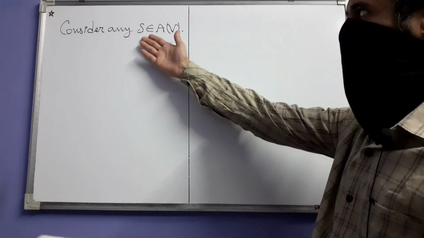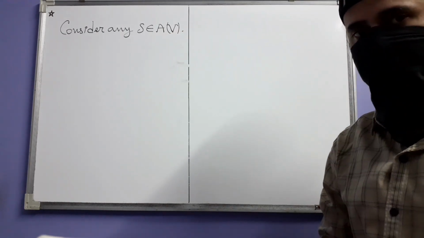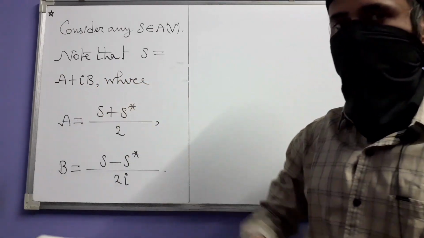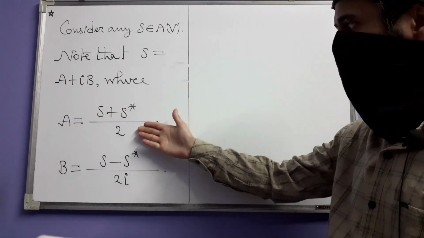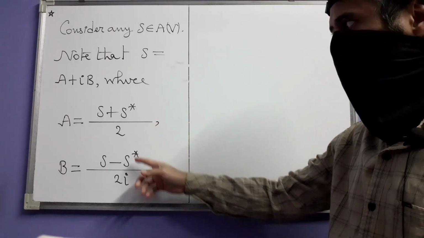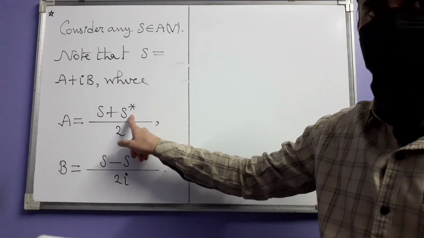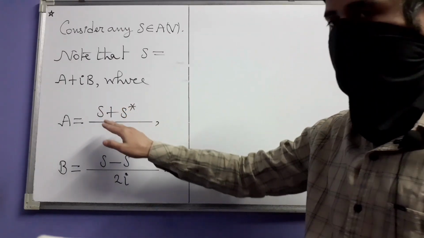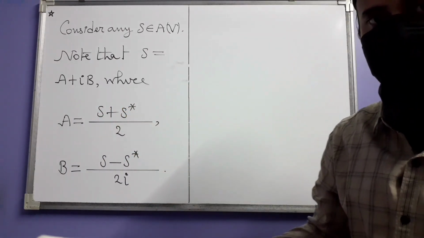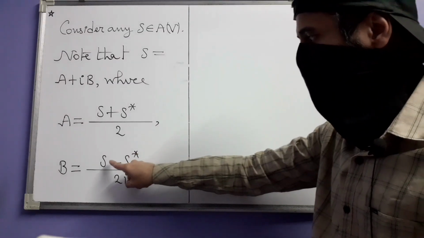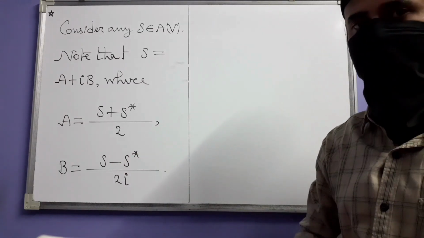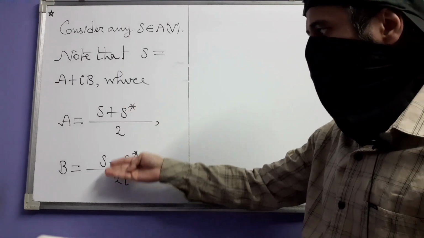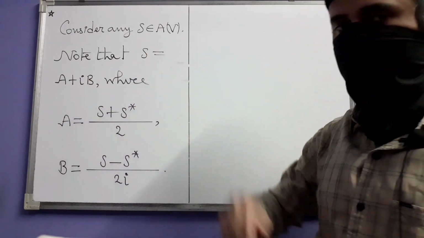Consider any linear operator S in the algebra A of V. Now you note that S can be written in this form, A plus iB, where A is this operator and B is this operator. A is S plus the Hermitian adjoint of S divided by 2. Divided by 2 means we are multiplying this sum by 1 divided by 2, that's all. Similarly, B is S minus its Hermitian adjoint divided by 2i. It's a simple thing to check that if you use A and B here, then you get S.